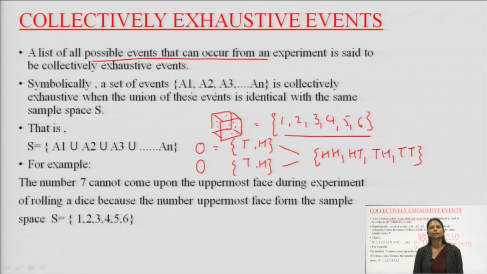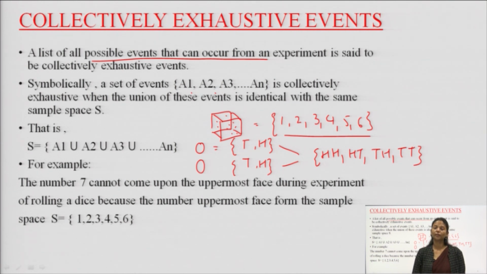For example, the number 7 cannot come up on the uppermost face during the experiment if I have 1 dice, but yes, 7 can come, the addition of the 2 numbers can add up to 7 if I am rolling 2 dice. But if I have only 1 dice, the number 7 cannot come, because on the faces we have only 1 to 6. The uppermost face comes from the sample space 1 to 6.